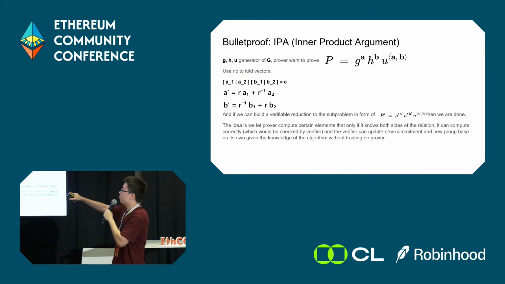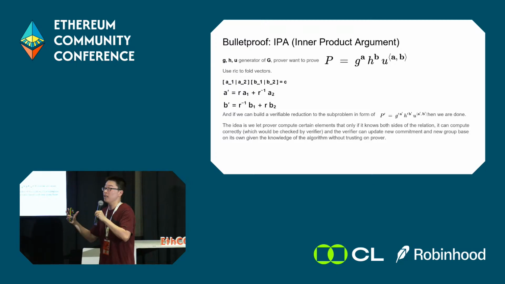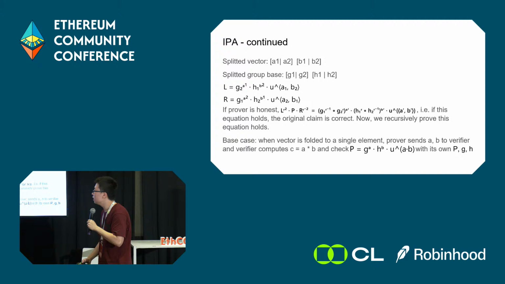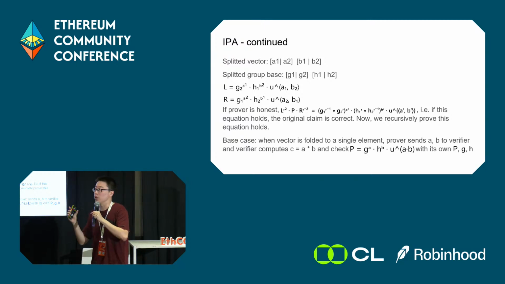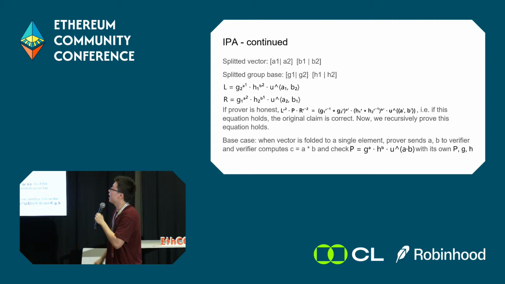And how do we do that? We can let the prover compute some elements that it can only compute correctly if it knows both sides of the relationship, and which can also be checked independently by the verifier. The verifier can update the new commitment and new group bases on its own, based on the agreed algorithm beforehand, without trusting the prover. The idea is that we split the group bases, because the group bases are widely known by the verifier and also the prover. Because we split the vector, naturally we want to split the group. And because in the random linear combination we do a crossing, the group is also crossed. It's constructed like this.